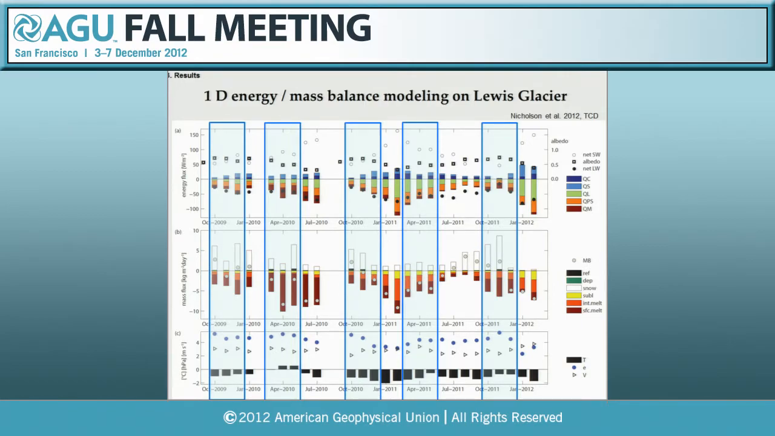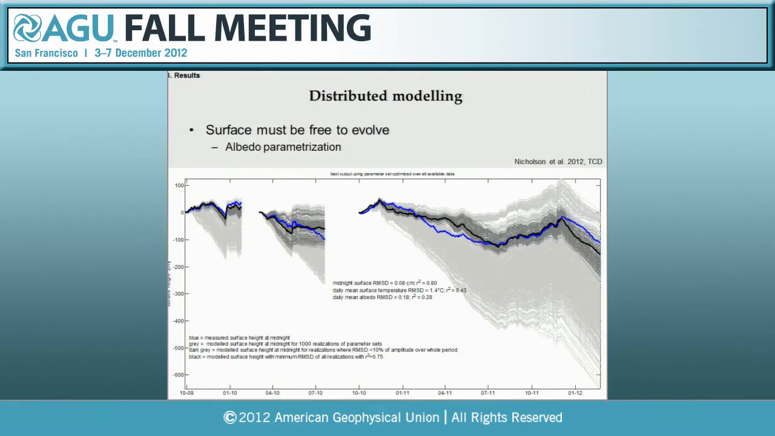When we think of going from the one-dimensional model, just modeling the energy balance at a point, to a distributed energy balance, or modeling climate sensitivities of the surface, we need to let the surface evolve freely. So we need basically an albedo model. And what we tried here is to optimize our surface energy balance model in a Monte Carlo approach to get an optimal fitting for parameters needed for the albedo model, for snow densities and whatever.